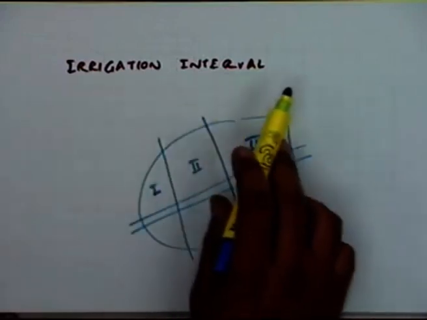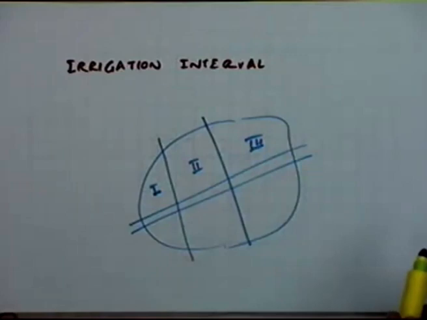So when we say irrigation interval, what we mean is the duration of the time which we can use for actual application of the water. Okay.